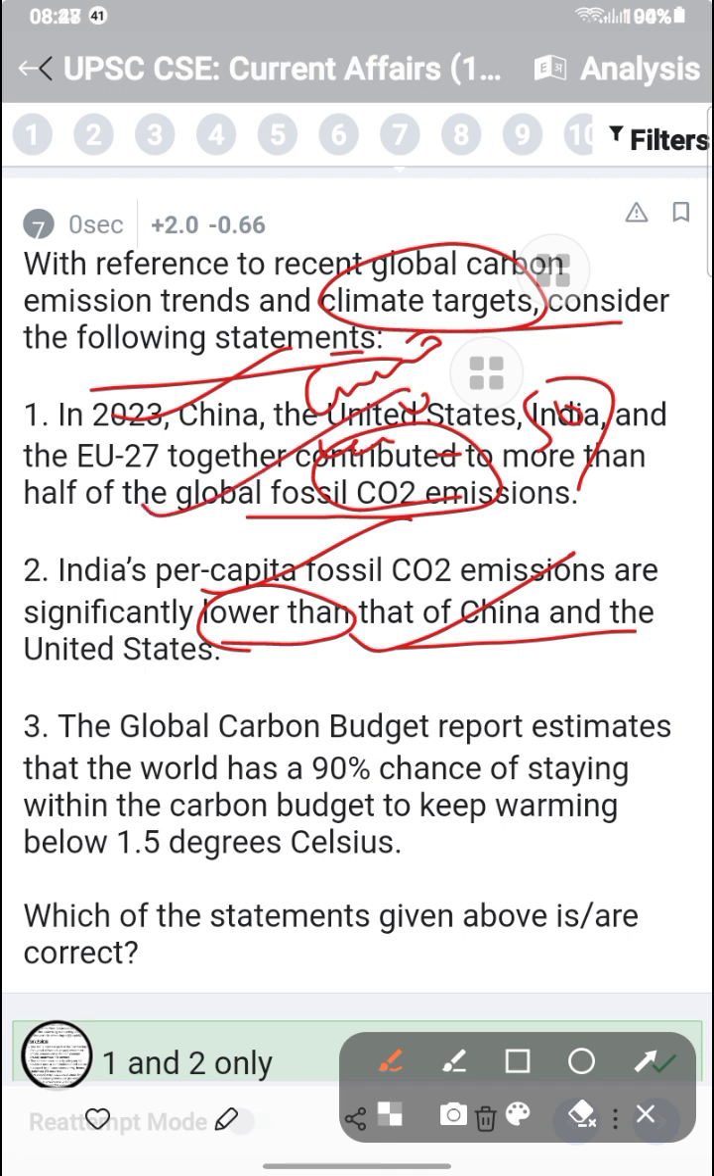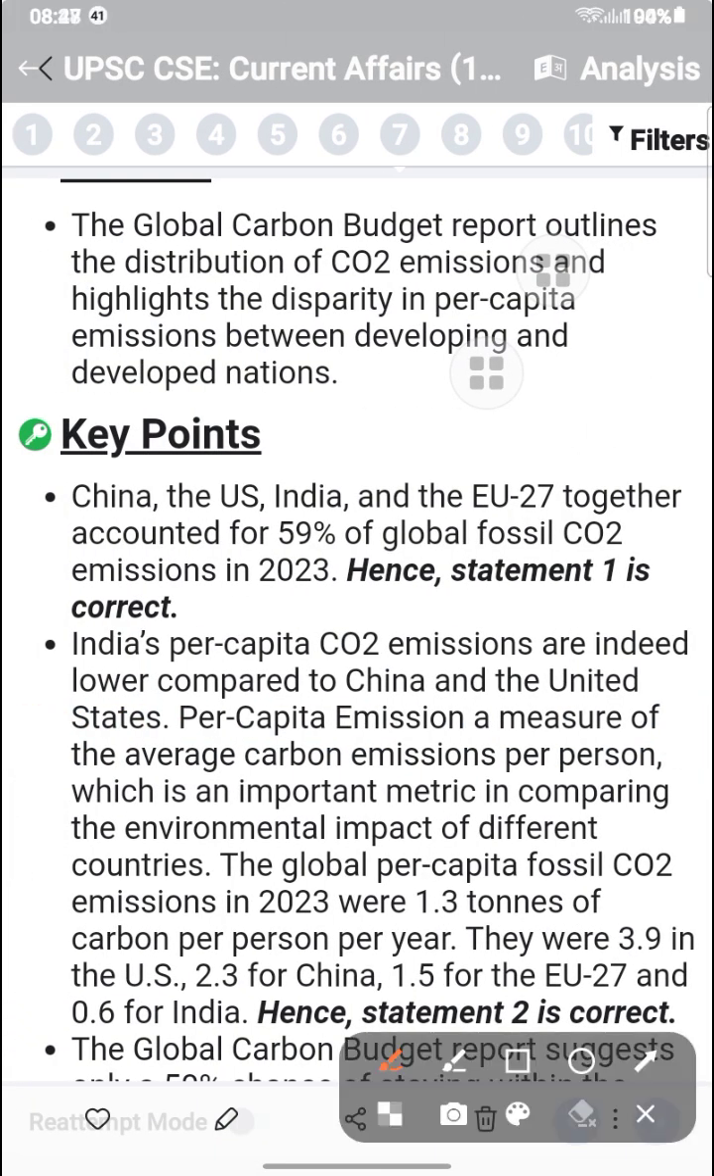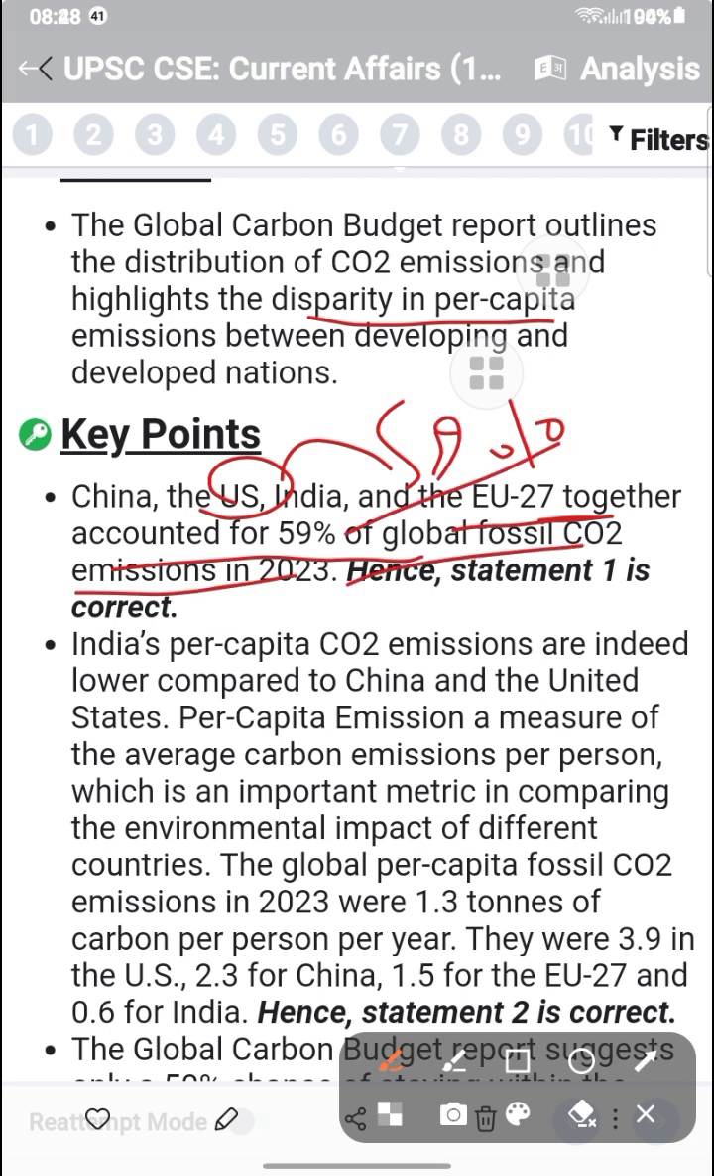This is also true. The Global Carbon Budget report estimates the world has a 90% chance of staying within the carbon budget to keep warming below 1.5 degrees Celsius. So that is actually not true. The Global Carbon Budget outlines the CO2 emissions and highlights the disparity. China, USA, India, and the EU together accounted for 59% of the global fossil emissions.